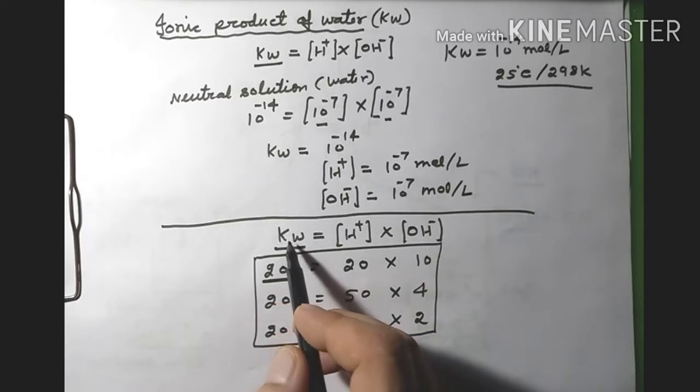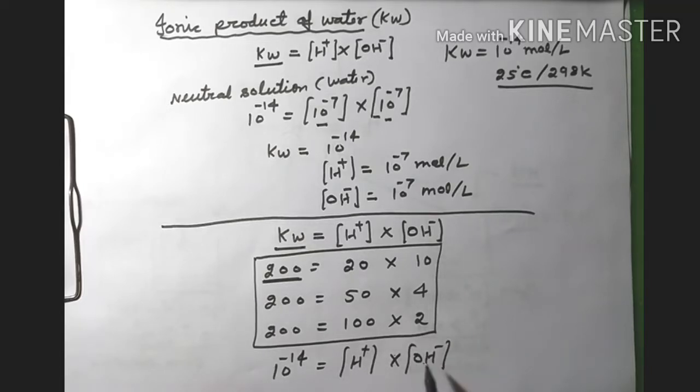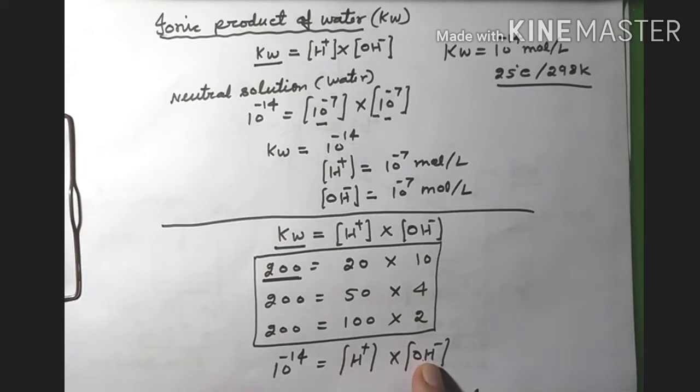But you always remember, Kw for any type of solution is equal to 10 to the power minus 14, and the product of the concentration of H plus and the concentration of OH minus ion is equal to 10 to the power minus 14. If one will increase, the second one will decrease. If this one will increase, this one will decrease. The product remains constant.